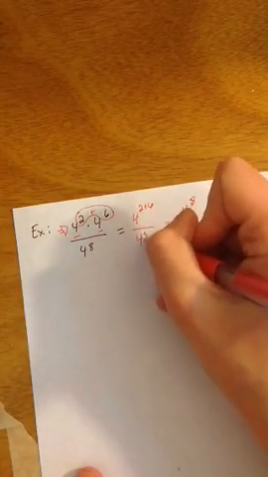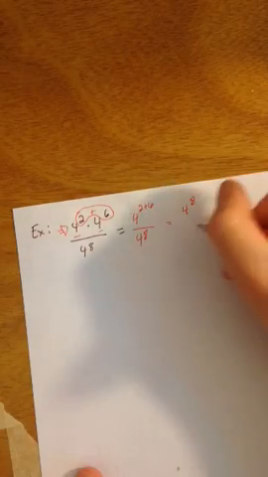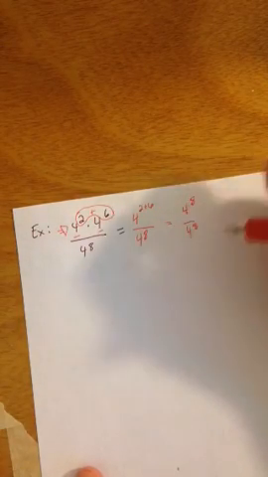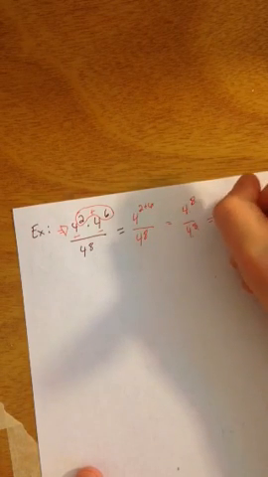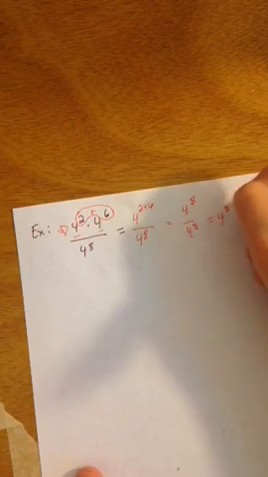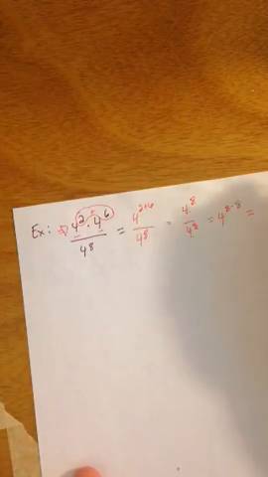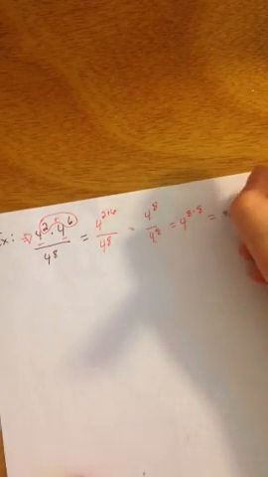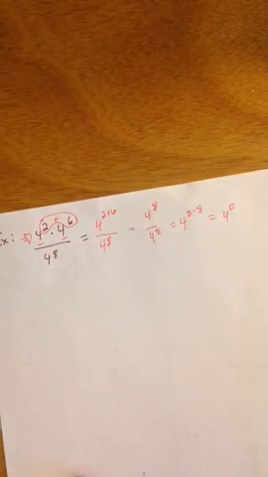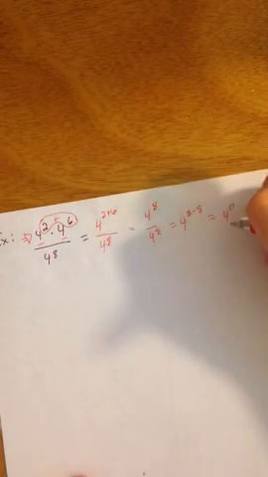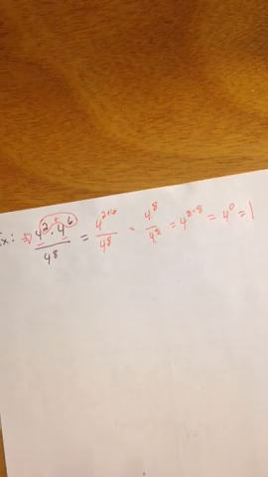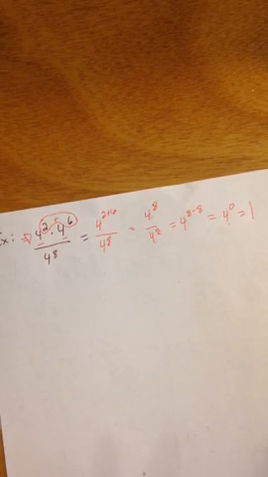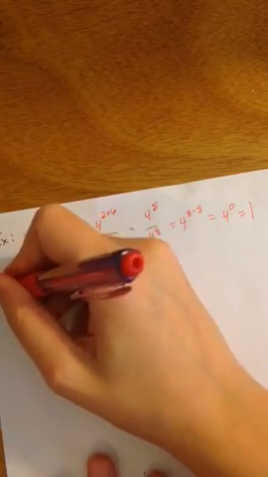And 4 to the 8th on the bottom, there's nothing to combine it with, so it's just going to come along for the ride. Now I have division with the same base, so I can subtract my exponents. Again, some of you aren't going to actually write that step down, but I'm writing it to show my work. So I get 4 to the 0, and as we discussed, any number that's non-zero to the 0 power gives me 1. So there's that example for you.